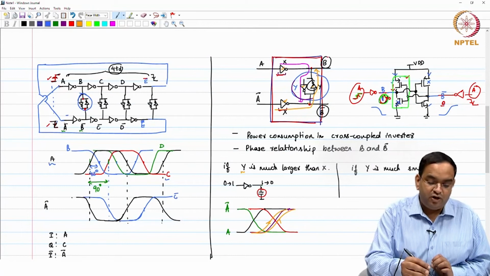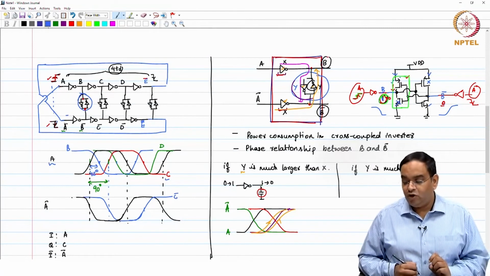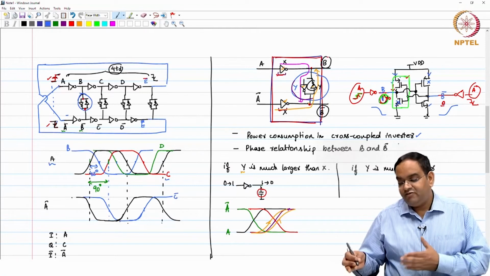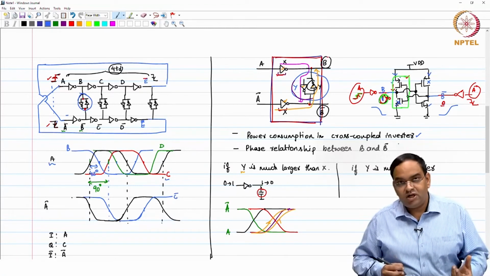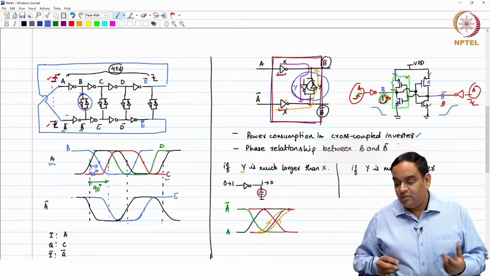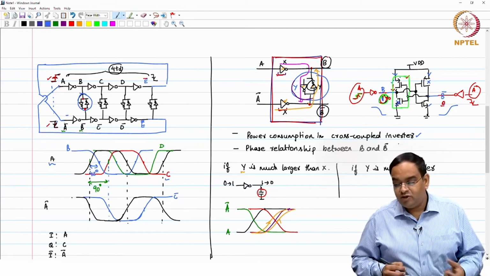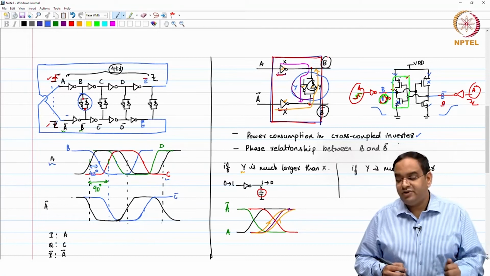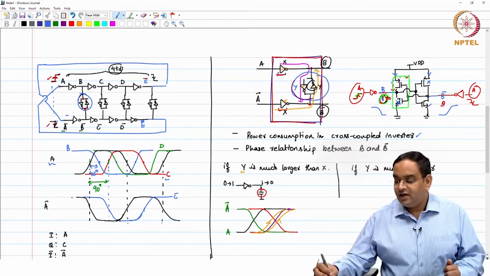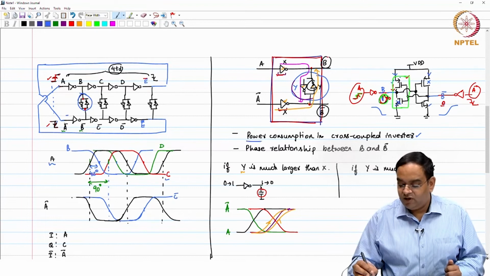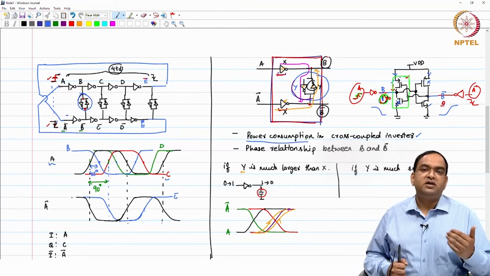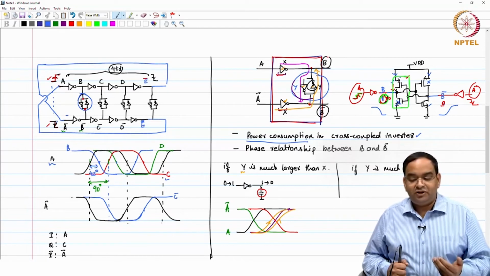And whenever you are using these cross coupled inverters, they consume a good amount of power. That is one thing also, that we cannot use much smaller size for y, because the phase relationship will not be good. So, we will optimize the size, and whatever size we are using will have a good amount of power consumption. It adds to the power consumption of the oscillator.